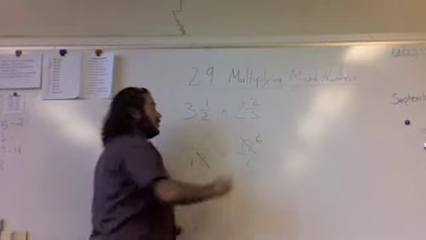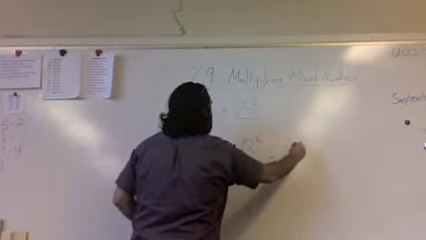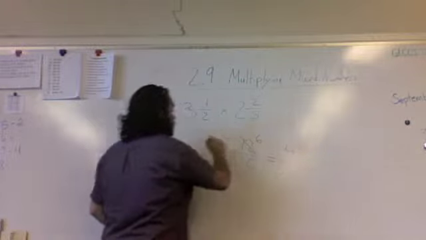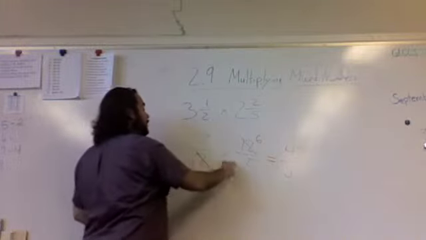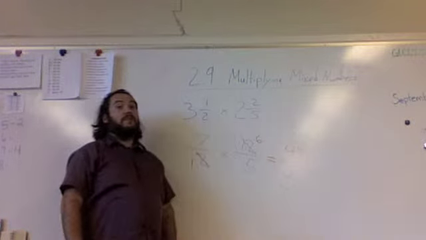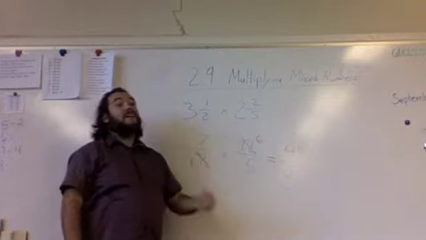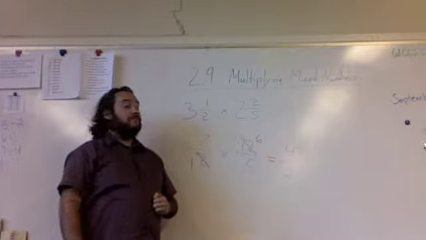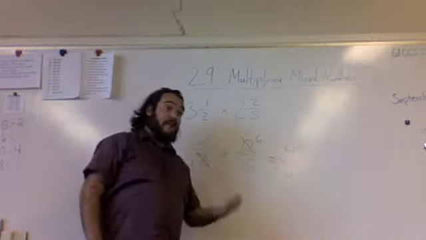And we get an answer of 42 fifths. 7 times 6 is 42. 1 times 5 equals 5. Now, obviously, we can't stop with 42 fifths. We now have to turn it back into a mixed number. So remember how we do that. We divide.